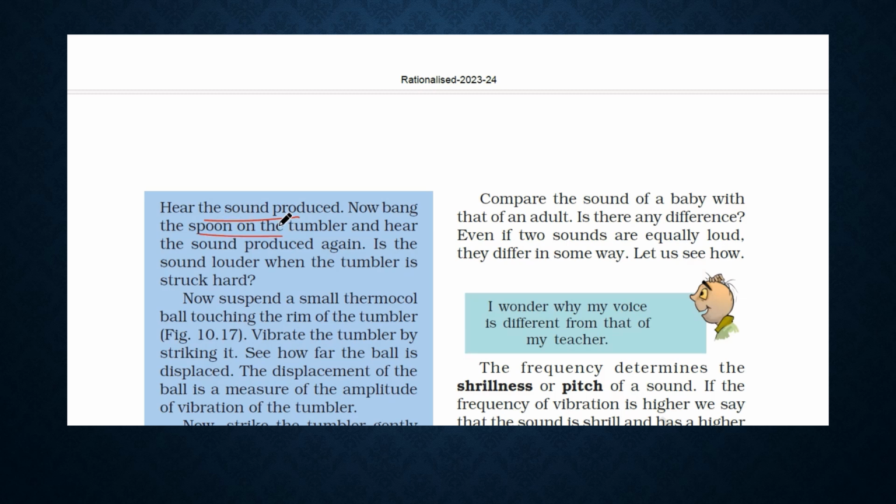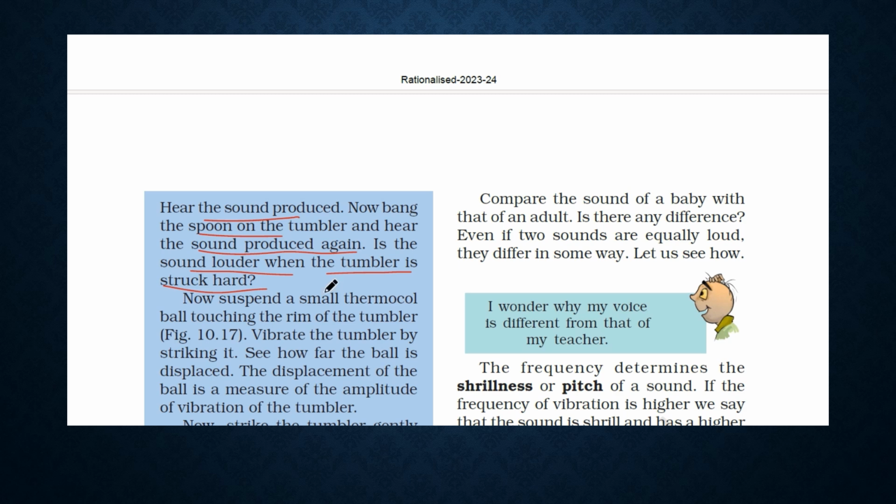Now bang the spoon on the tumbler. First you are tapping the spoon, then you are banging the spoon. Hear the sound produced again. Is the sound louder when the tumbler is struck hard? Obviously the sound is louder when the tumbler is struck hard.